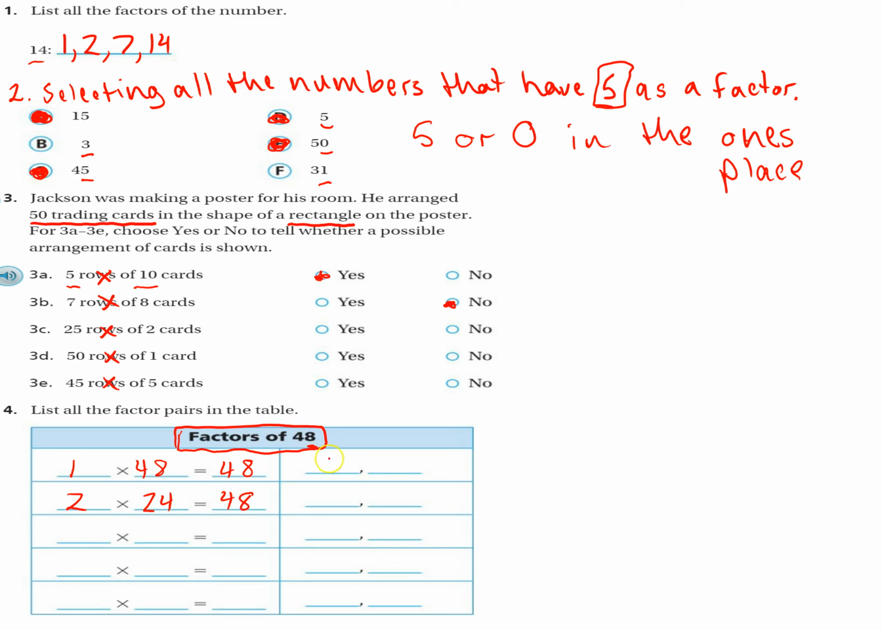And then as I go, I can list my factors over here, 1 and 48. The factors are from right here. 2 and 24. Again, 2 and 24. And then I continue on, okay? Again, I'm not going to do all of them for you. You know how to solve these problems.